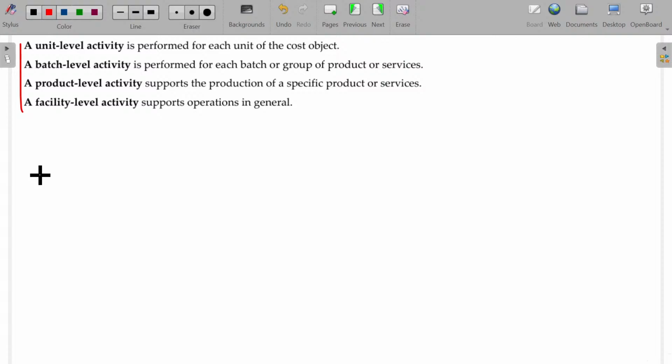So the amount I spend for a batch size is called batch level activity. For every unit of output, if I calculate the cost, then it's called unit level activity. It is performed for each unit of the cost object. Batch level is performed for each batch or group of products or services. And product level activity supports the production of a specific product or service. Some special product we manufacture, only for that product we need to spend the cost as an activity.